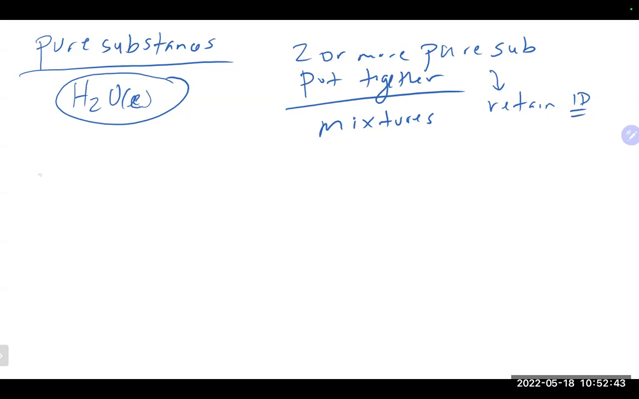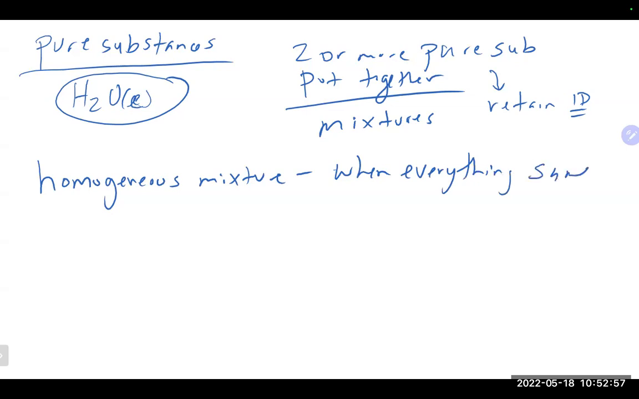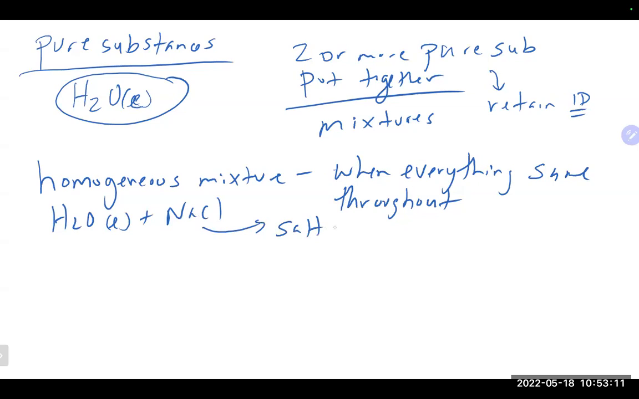So when we take something known as a homogeneous mixture, that is basically when everything looks the same throughout. An example would be if we took water and some sodium chloride, we would get a salt solution, right? And obviously salt water looks exactly like water. All the salt is going to dissolve, but the salt is still there in its original form.